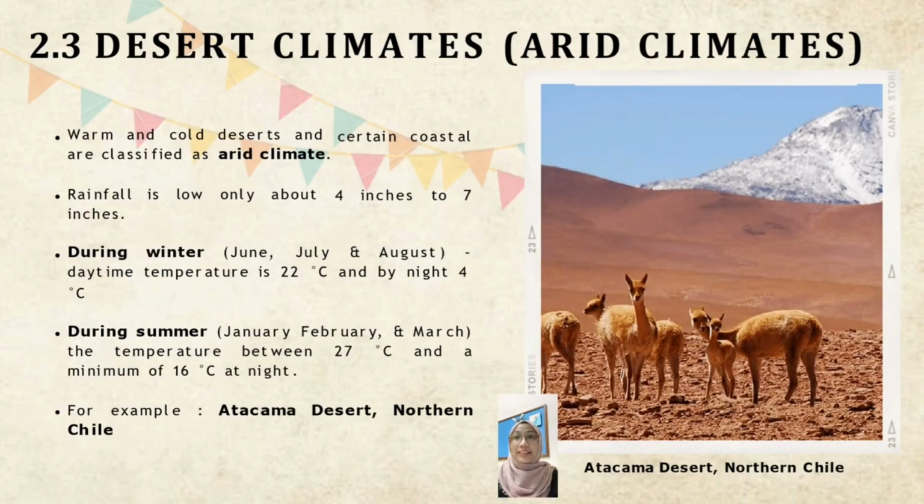Next is desert climate in the Atacama Desert, northern Chile. Desert climates are characterized by low rainfall, typically ranging from 4 to 7 inches. The Atacama Desert in northern Chile is a prime example of this arid environment. During winter, which is July and August, daytime temperatures hover around 22 degrees Celsius, while nighttime temperatures drop to 4 degrees Celsius. In the summer months, which are January, February and March, temperatures range between 27 degrees Celsius during the day and a minimum of 6 degrees Celsius at night. The Atacama Desert exemplifies the unique conditions associated with desert climates.